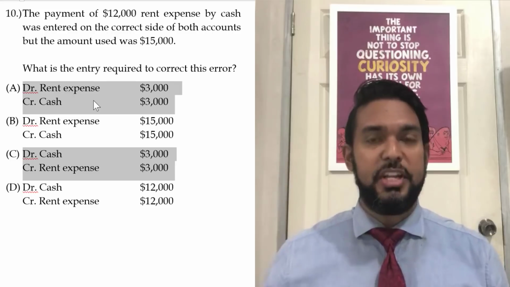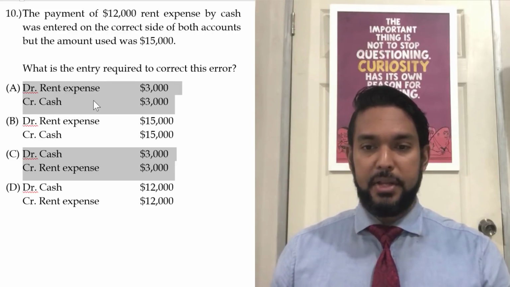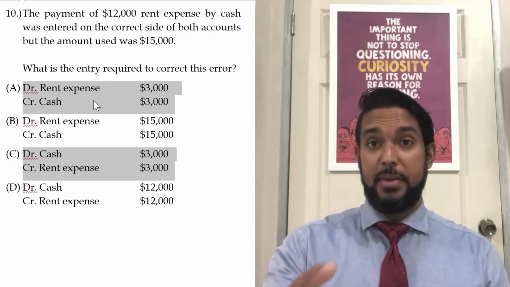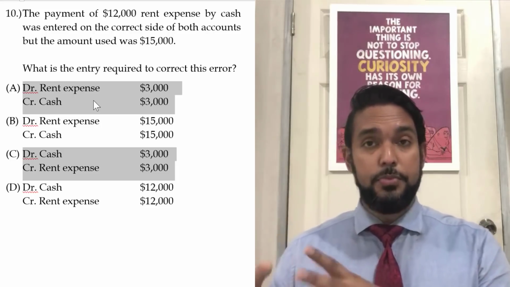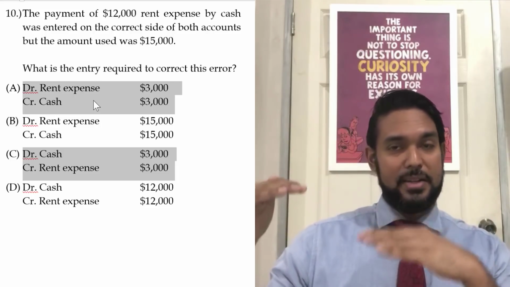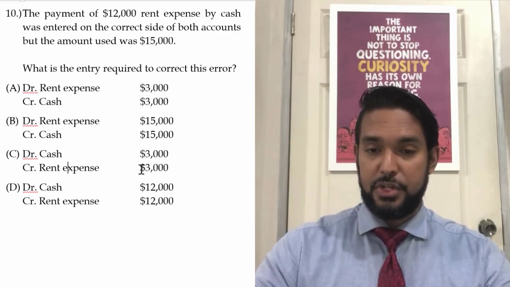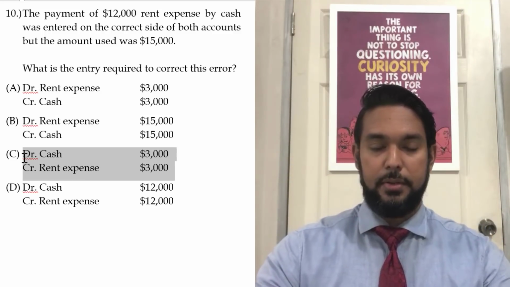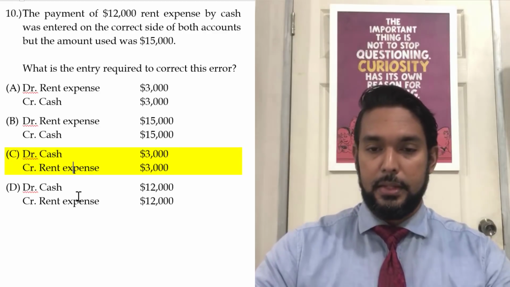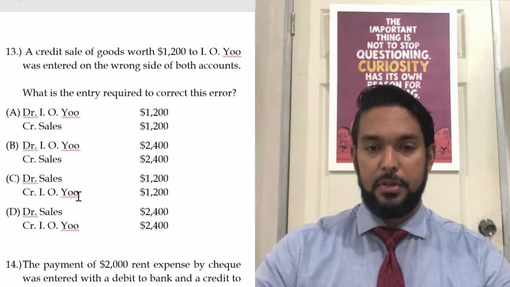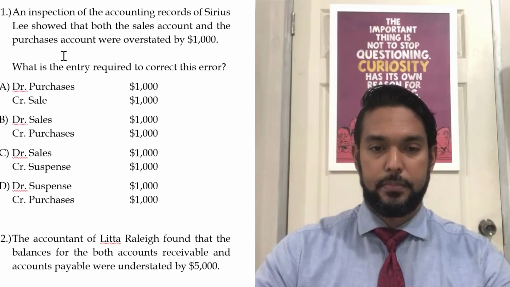And what account was initially credited? Well, cash, because it was paid by cash. So we credited cash for too much. So now to counterbalance that, to even it off, we have to debit cash. So debit cash, credit rent expense. That's this item right here. All right, let's scroll down. Let's check out number 11.